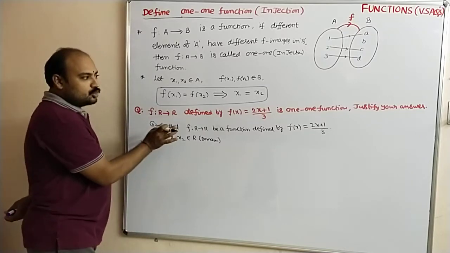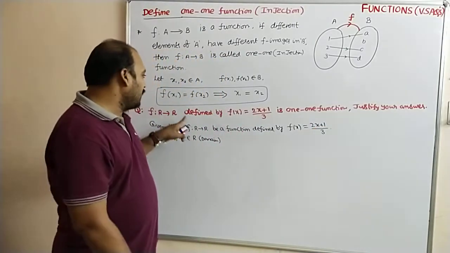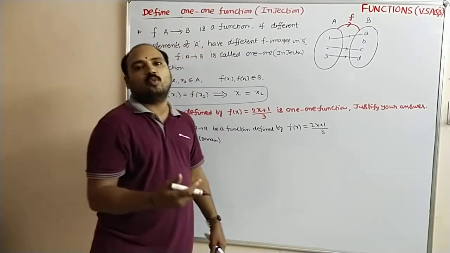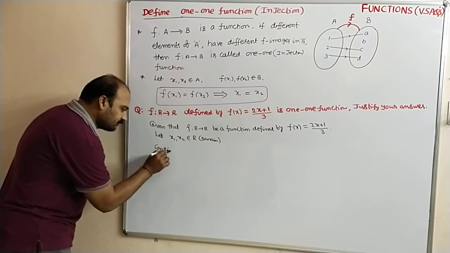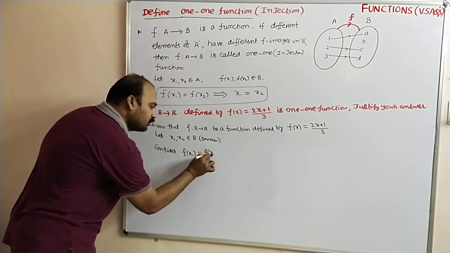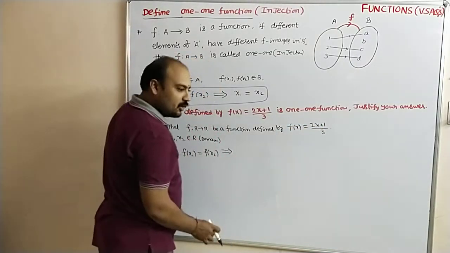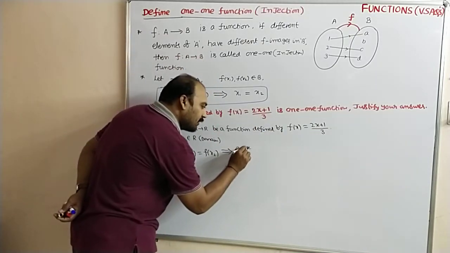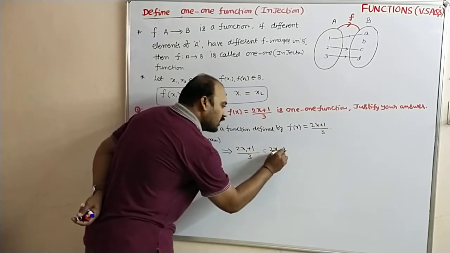So now, to prove whether it is one-one or not, I am going to check. If you get f of x1 equal to f of x2 implies x1 equals x2, then the function is one-one. So here consider f of x1 is equal to f of x2. That implies, since f of x is (2x plus 1) by 3, f of x1 means wherever x is there, you replace x1. So (2x1 plus 1) divided by 3 is equal to (2x2 plus 1) divided by 3.